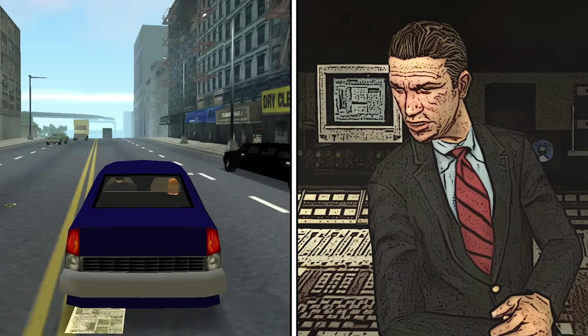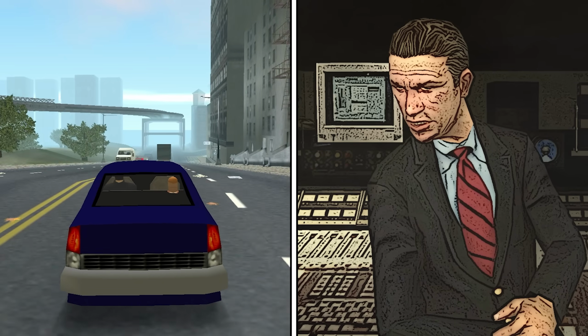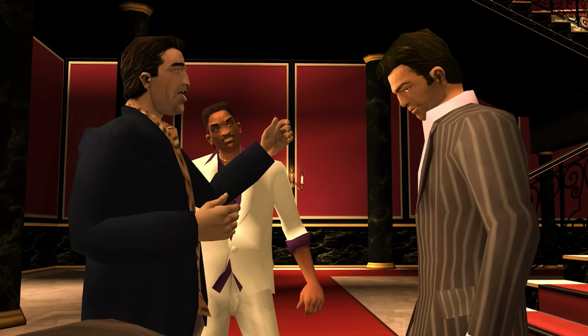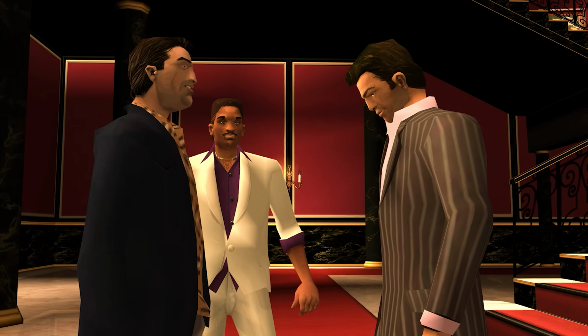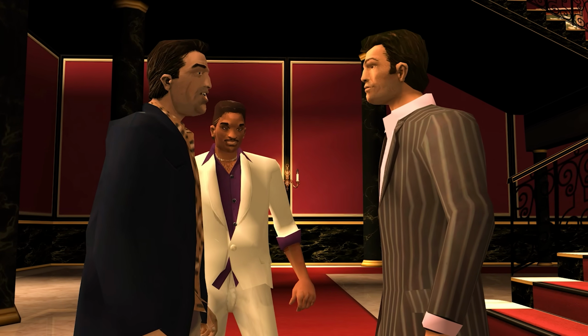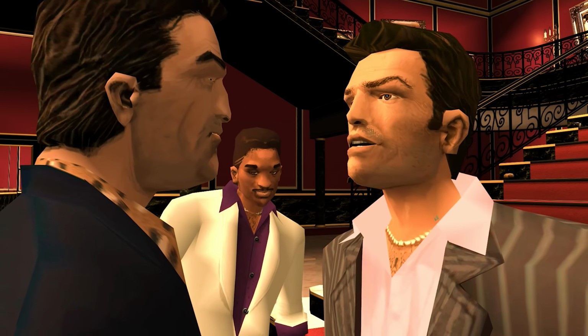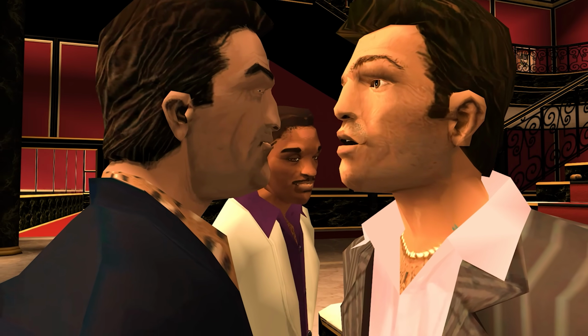Two types of errors will be distinguished: logical errors and canonical errors. The logical error concerns the presented world and the plot of the game. An example of such a mistake is the conversation about money in the last mission in GTA Vice City.